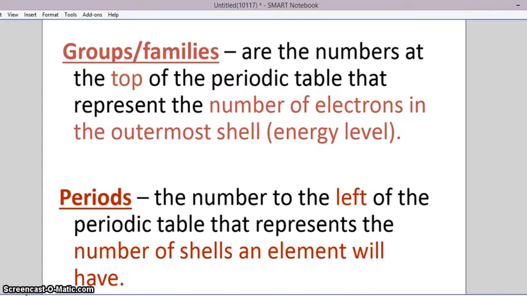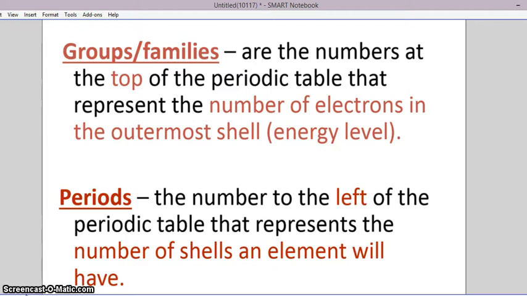I got all my atoms and elements. Woohoo! Moving on to how the periodic table of elements is completely organized and divided into families and periods.